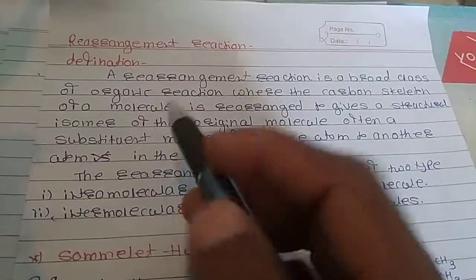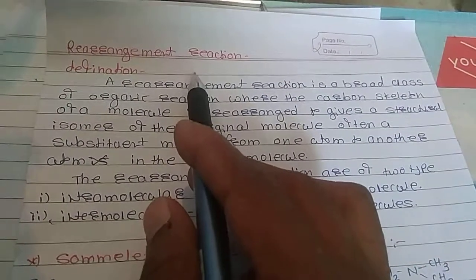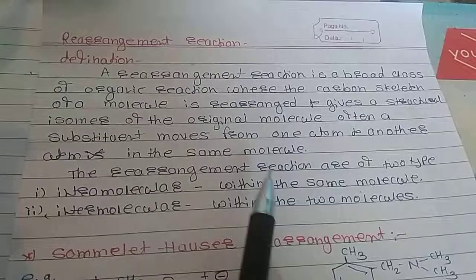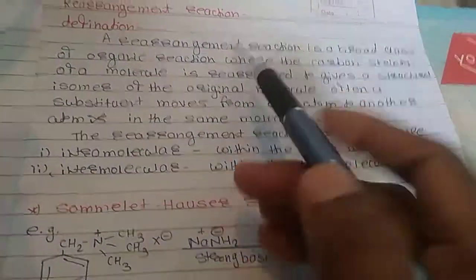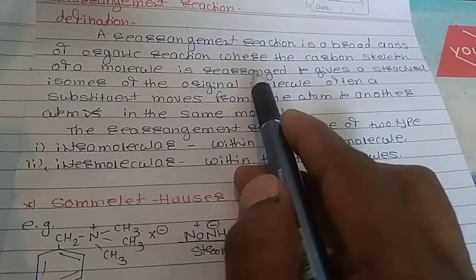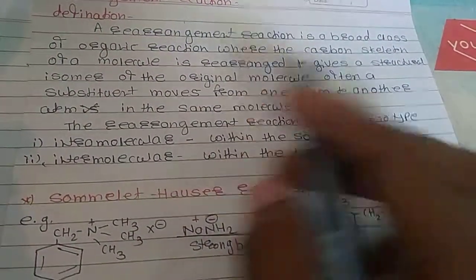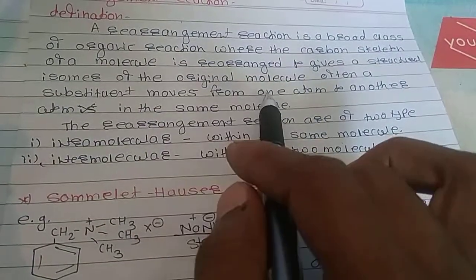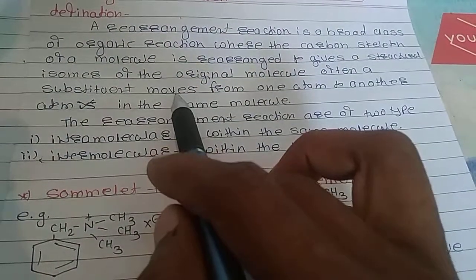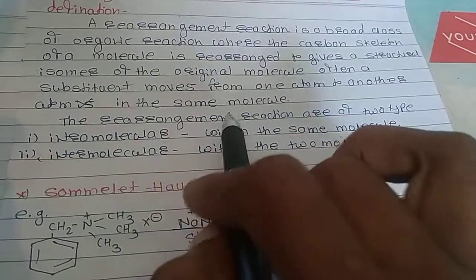In this video we see about some rearrangement reactions. When we see rearrangement reactions, first of all let's see the definition of what is meant by a rearrangement reaction. The rearrangement reaction is a broad class of organic reaction where the carbon skeleton of a molecule is rearranged to give a structural isomer of the original molecule. Often a substituent moves from one atom to another atom in the same molecule.